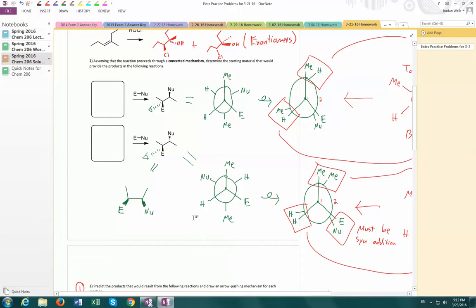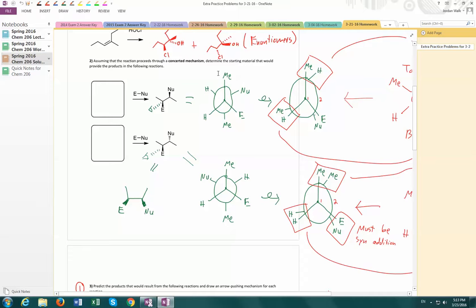And so what we want to do is rotate our structures so that we have our electrophile and our nucleophile in a syn sort of orientation. So they're going to end up condensed, basically. To do so, the easiest way can often be to draw a Newman projection. And so I've drawn a Newman projection of that here.